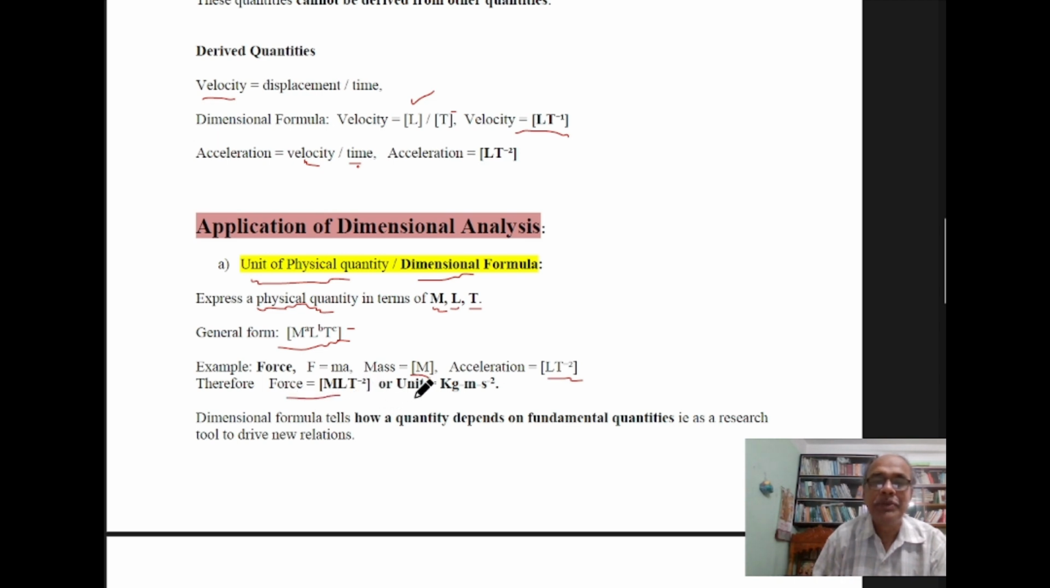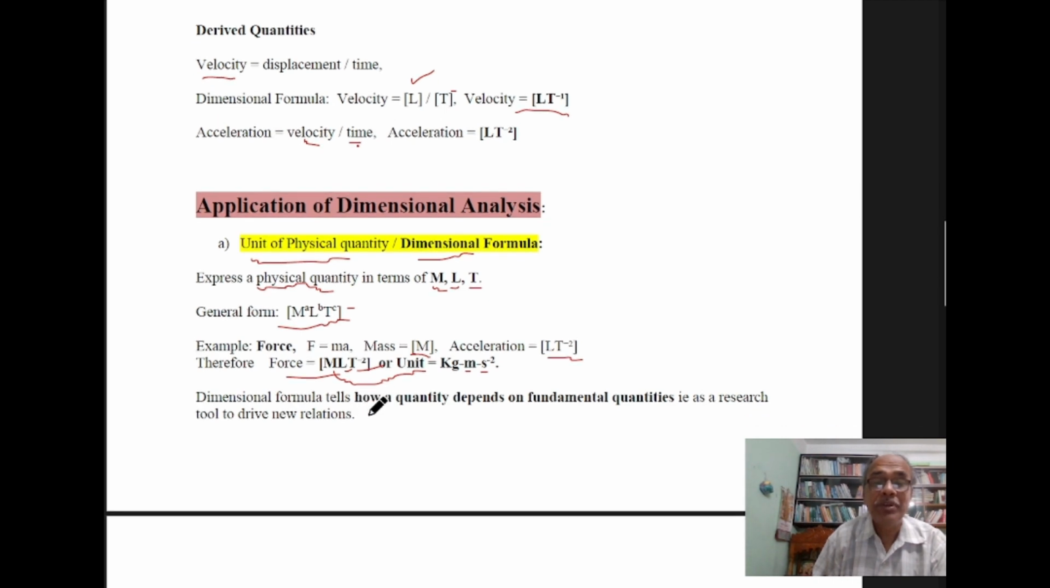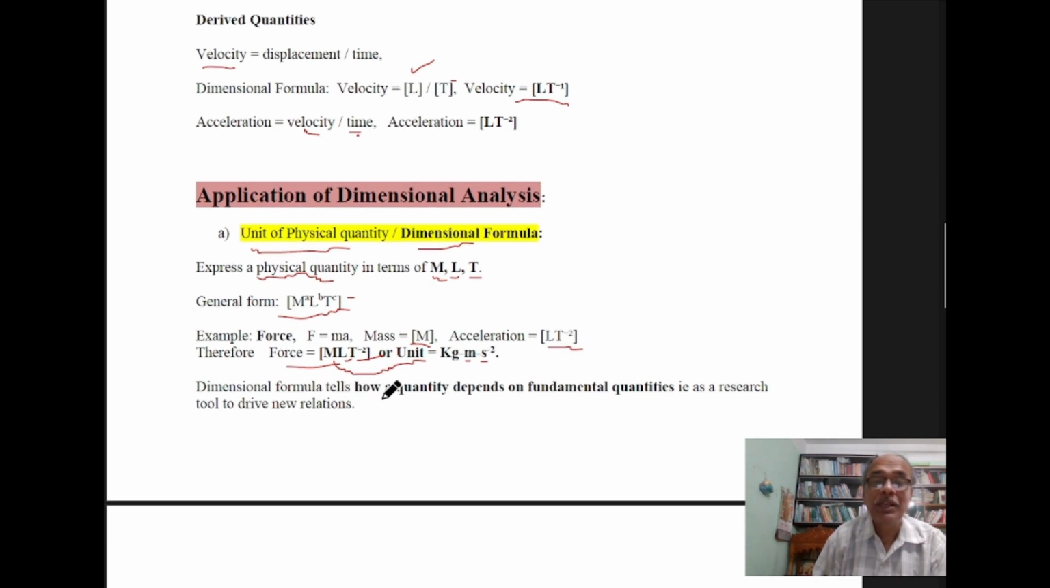So what will be the unit? You convert M to kg, L to meter and T to second. So it is kg meter second to the power minus 2. And here one thing you remember: the dimension formula tells us how a quantity depends on fundamental quantities.